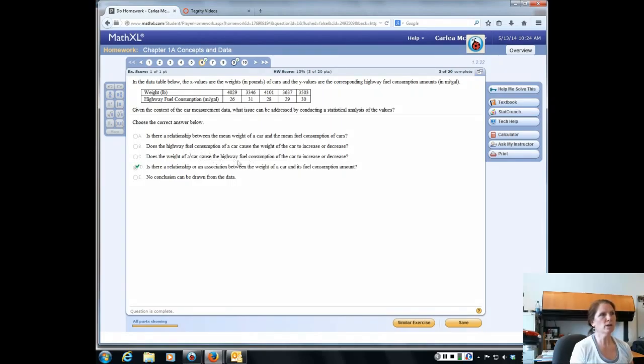And then we don't want to say, does the weight of the car cause the highway fuel consumption? Because we don't like to say things cause it. We can say there's a relationship, but we don't want to say cause. So that's always bad. We always want to avoid the word cause. And is there a relationship between the mean weight of a car and the mean fuel consumption?